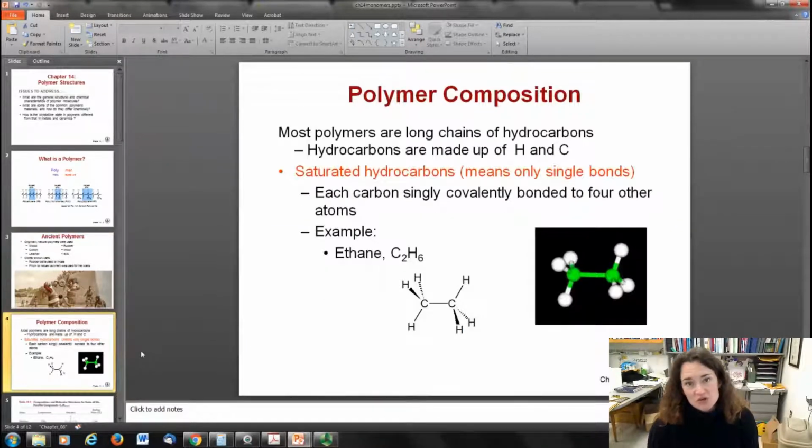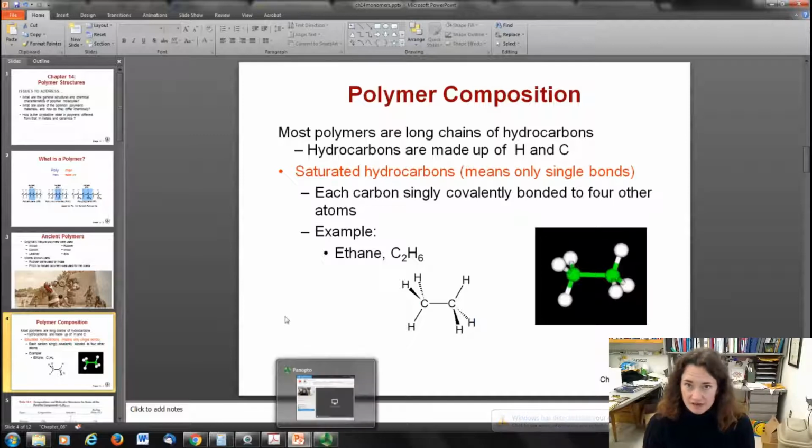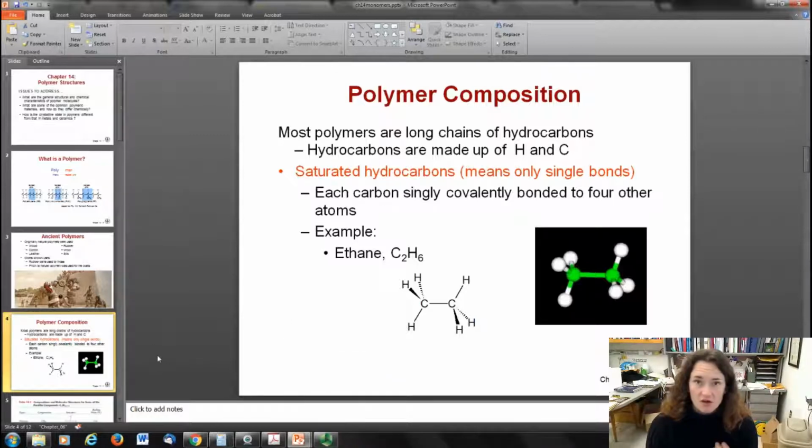So most polymers, of course, are long chains of hydrocarbons. Hydrocarbon means a combination of hydrogen, hydro, and carbon. Saturated hydrocarbons means that it only has single bonds. So, for example, ethane, C2H6, has two carbons. A carbon, given its position on the periodic table, wants to have that filled outer valence shell, so carbon can form four bonds. In ethane, the carbon on the left has three hydrogens, and it's also bonded to the other carbon for a total of four bonds. That fills up the outer valence shell. It's full and happy, and all the bonds are filled.